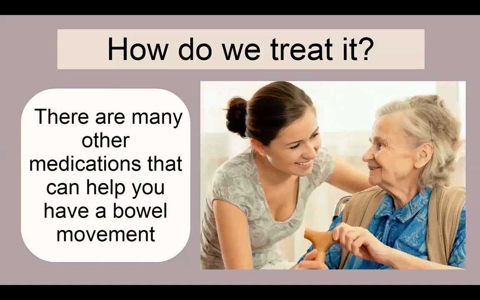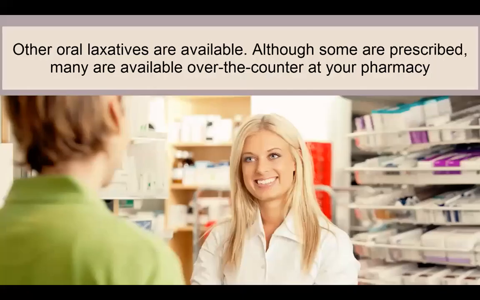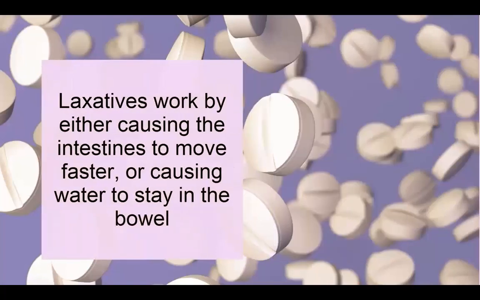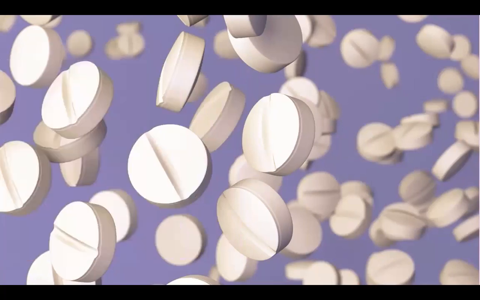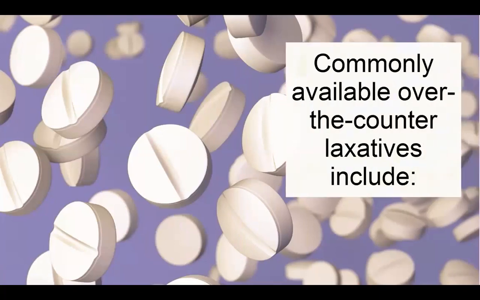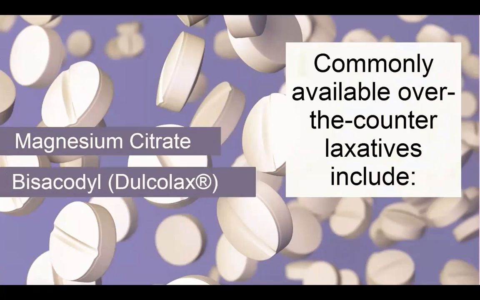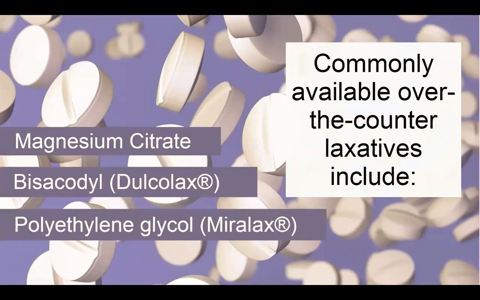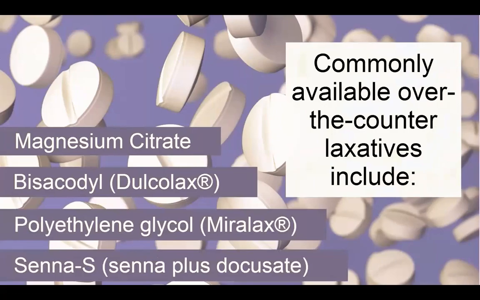There are many other medications that can help you have a bowel movement. Other oral laxatives are available. Although some are prescribed, many are available over the counter at your pharmacy. One class of medications are laxatives, which work by either causing the intestines to move faster or causing water to stay in the bowel, allowing stool to pass through easier. Because not all laxatives are safe for everyone, ask your doctor or pharmacist before trying the laxative. Commonly available over-the-counter laxatives include magnesium citrate, bisacodyl or Dulcolax, polyethylene glycol or Miralax, or Senna S.